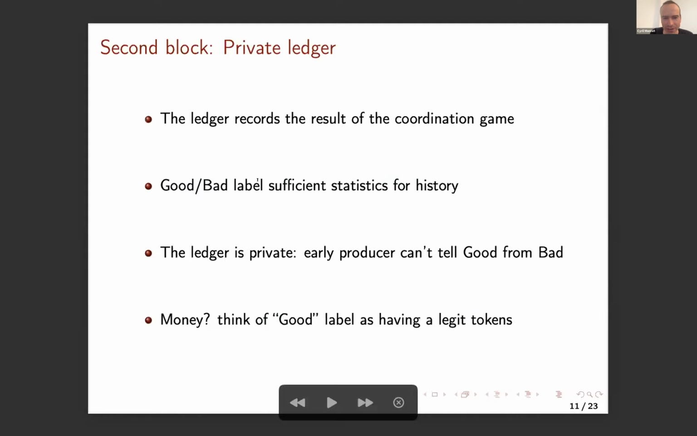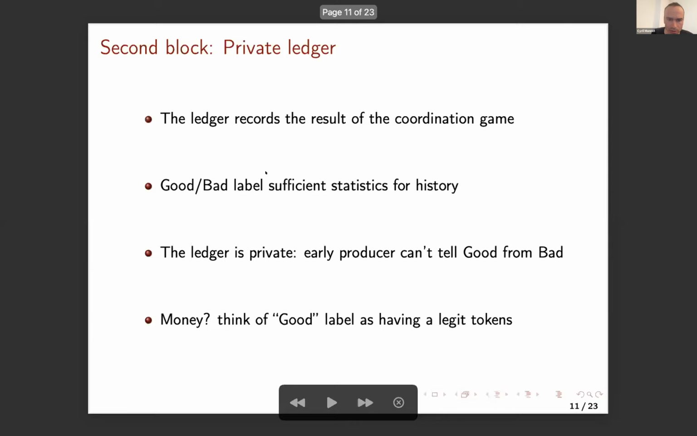Here, the history is summarized by label and the ledger is private. So the early producer cannot read the label of its counterparty. Now, as Ricardo mentioned, how do we match that with money? Here, think of having a good label as having a legitimate token. Okay, so let me go here.